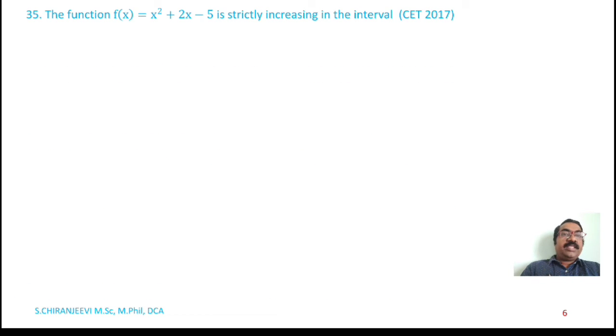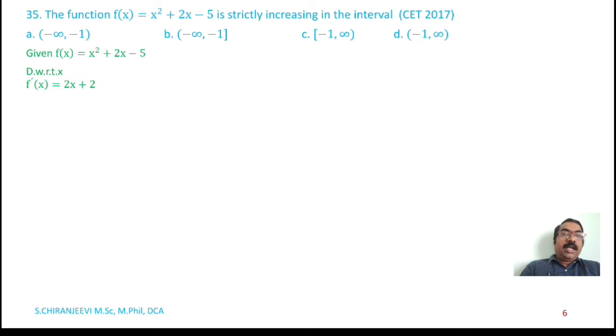35th one: the function f of x equal to x square plus 2x minus 5 is strictly increasing in the interval, which is asked in the year CET 2017. Options: minus infinity to minus 1, minus infinity to minus 1 closed bracket, minus 1 to infinity, and minus 1 to infinity. So here f of x is x square plus 2x minus 5. Differentiating with respect to x, f dash of x will be 2x plus 2. So f dash of x set to 0: 2x plus 2 equal to 0, 2x equal to minus 2, so x will become minus 1. So the intervals we get are minus infinity to minus 1 and minus 1 to infinity.